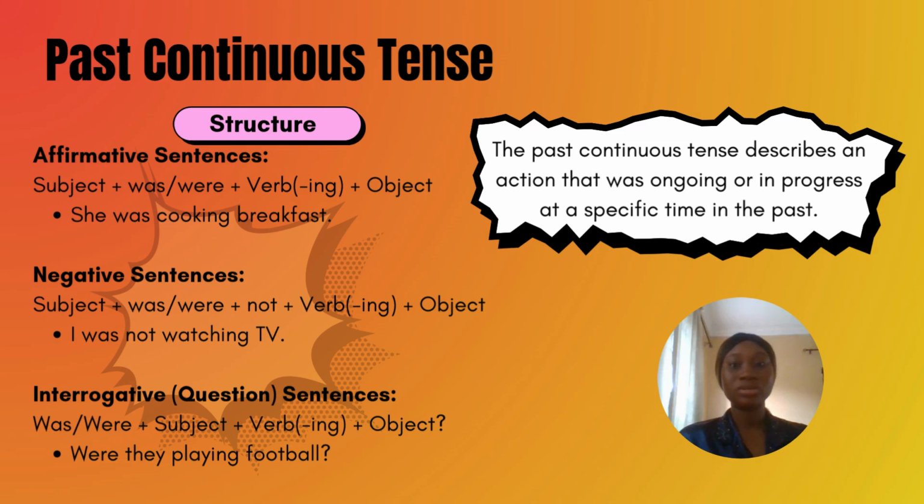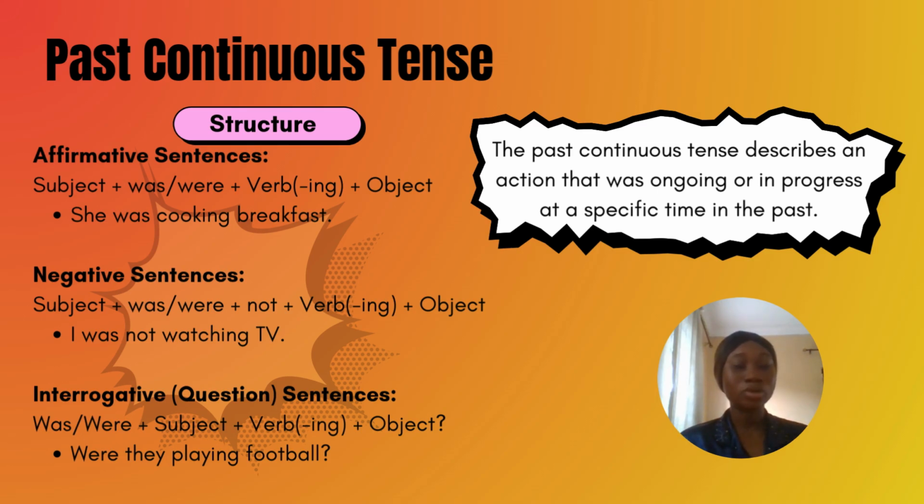Your past continuous tense can be used for positive sentences, that's affirmative sentences. You have your subject, the person that is doing something: she, you, I, all your pronouns. And then we use was or were. I already told you that, you saw that in your story: I was, he was, she was, it was, we were, they were, you were.